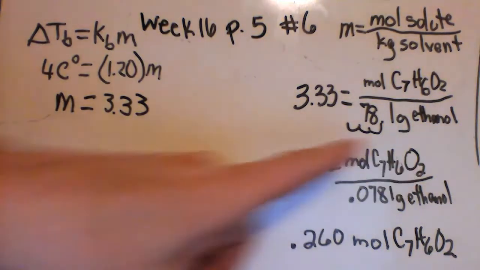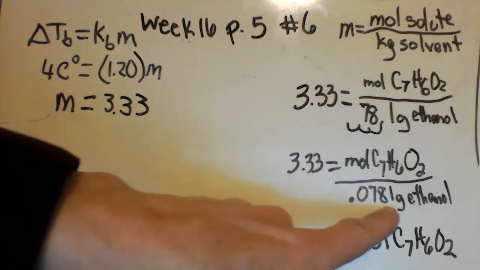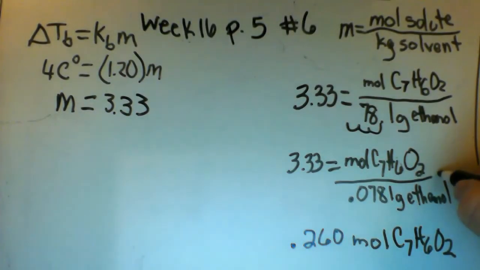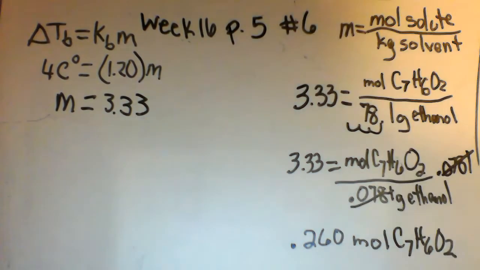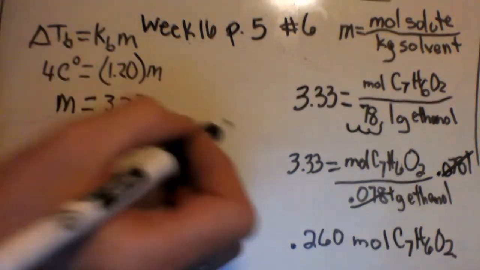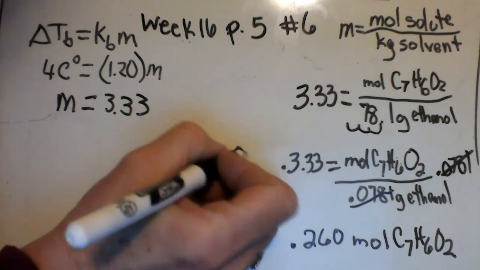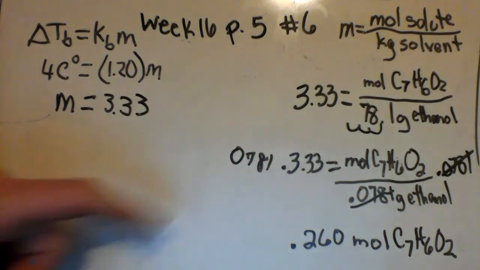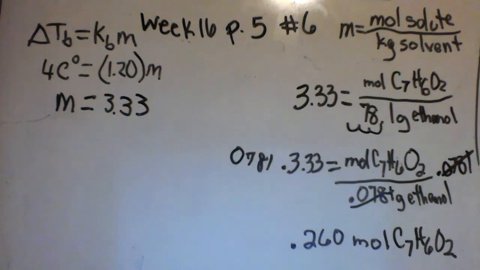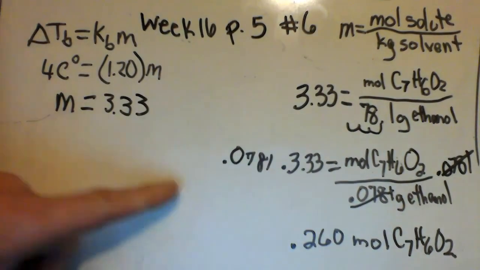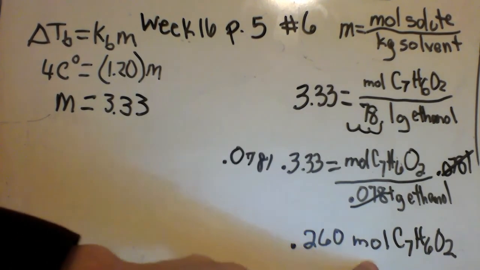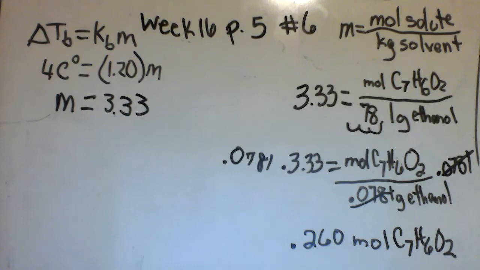By multiplying both sides of the equation by 0.0781, when we multiply this side, it cancels out. When we multiply this side by 0.0781, we get 0.260 moles of benzoic acid.